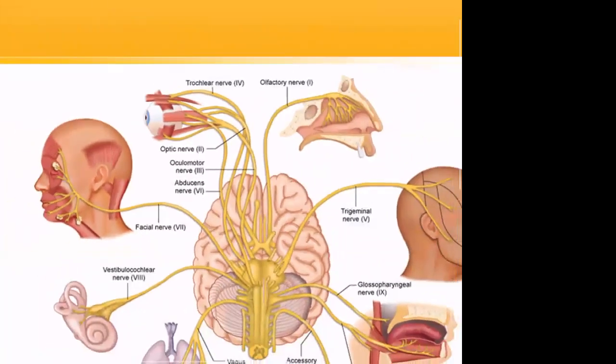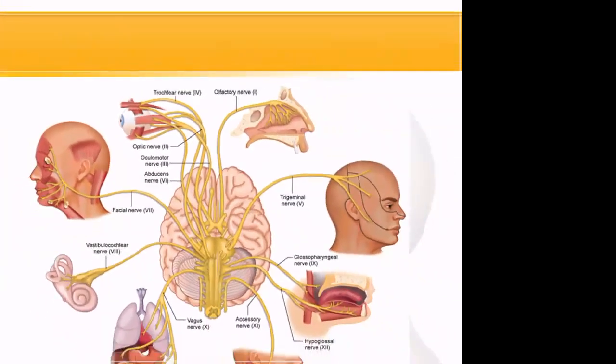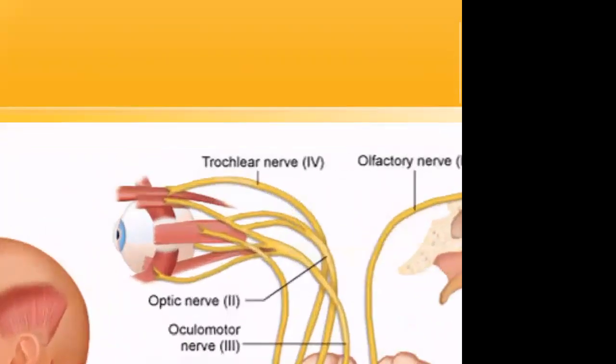Cranial nerve 4, the trochlear nerve. This is also a motor neuron, although it doesn't tell you in its name. But you can see that it attaches to muscles surrounding the eye. Trochlear nerve.